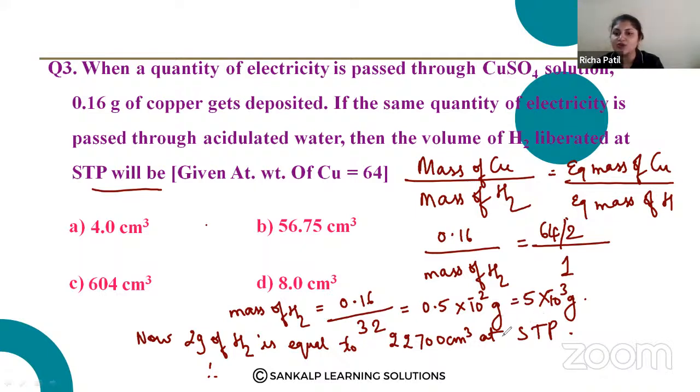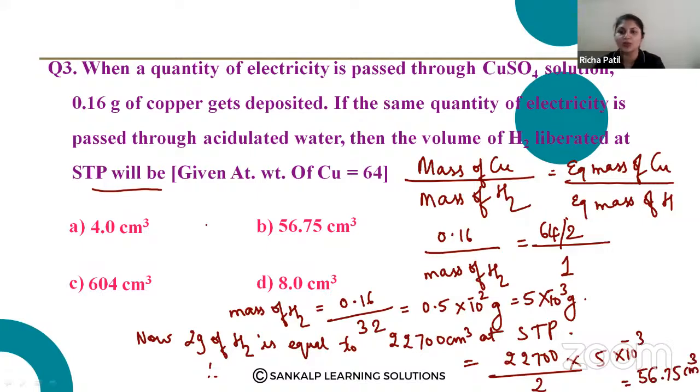So for 5 into 10 raised to minus 3 grams, how much? You have to find the volume at STP condition. So what you have to do? Therefore, 22,700 divided by 2 into 5 into 10 raised to minus 3. After solving this, you get 56.75 cm³. So the answer is B.